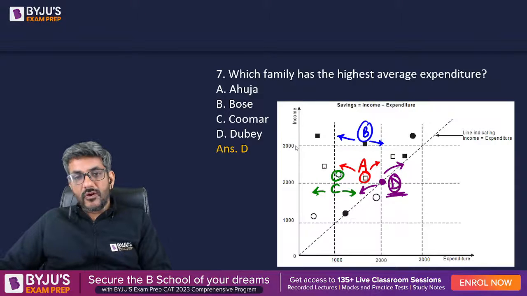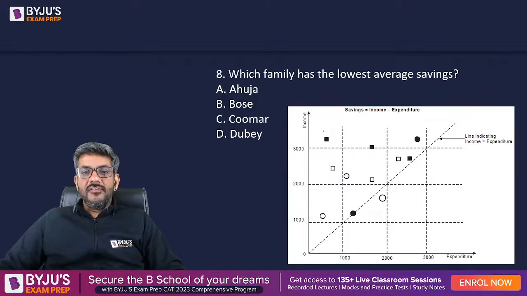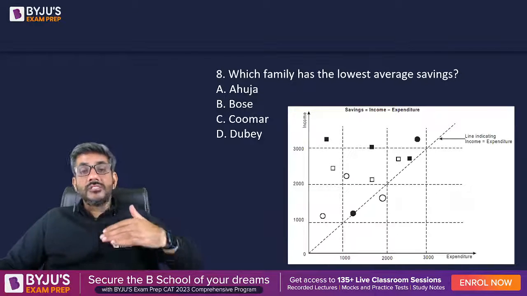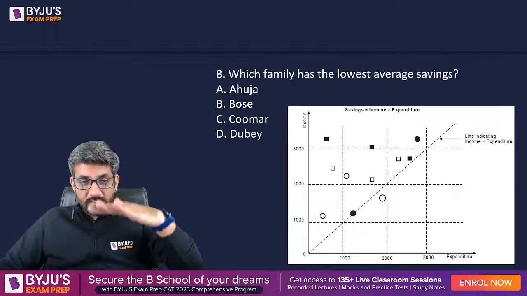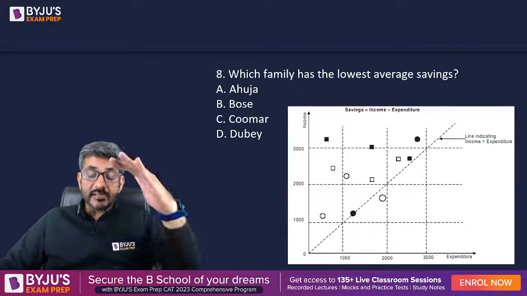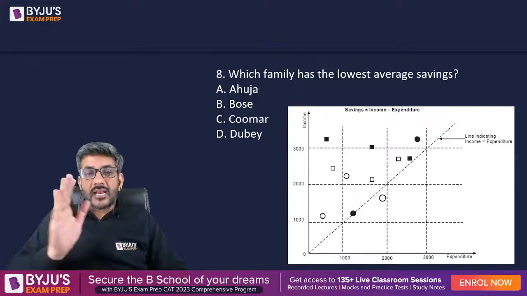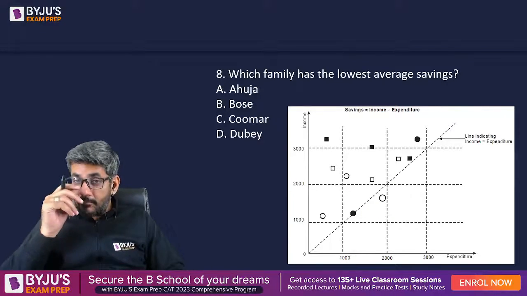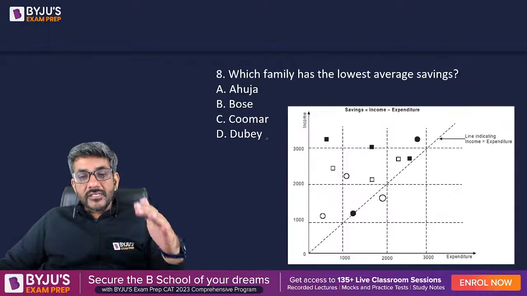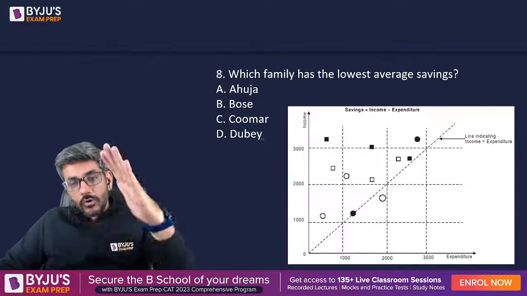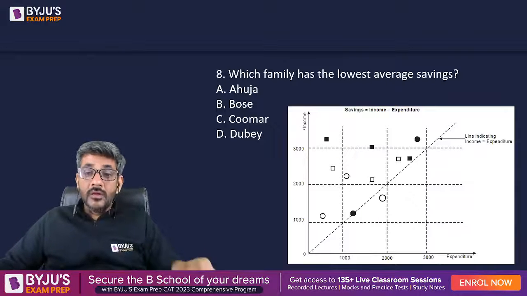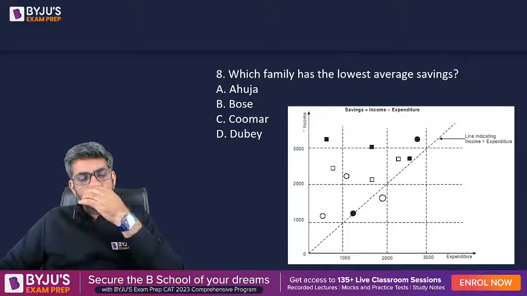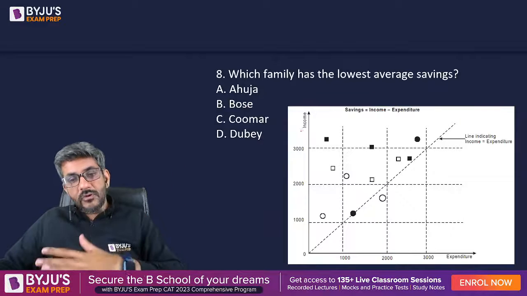I'll move ahead now from here to question number 8. Which family has the lowest average saving? Now, income is higher towards the upper side of y-axis, lower towards the lower side of y-axis. Expenditure is higher towards the right side of x-axis, lower towards the left side of x-axis. But when I talk about savings, savings are as low as below you are or closer you are to the line. On the line, you have zero savings. If you are too much above the line, that means you have more savings. You are too much below the line, you have lesser savings.